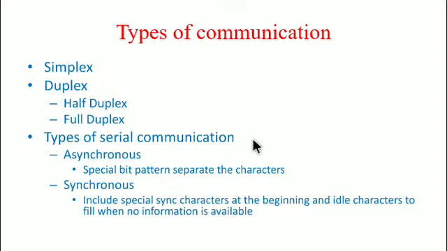Next one is half duplex mode. It is a two-way directional communication, but one at a time. The sender can send the data and also receive the data, but this can be done only one at a time. So it provides less performance than full duplex. An example is the walkie-talkie.